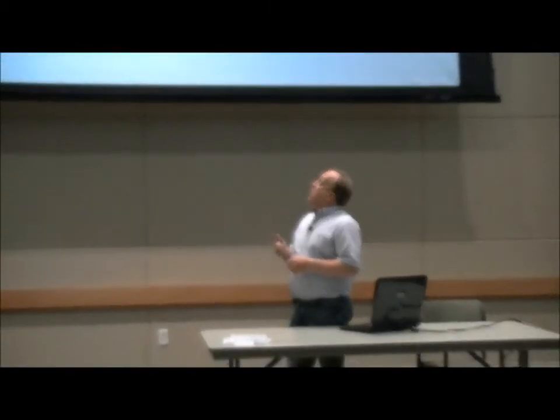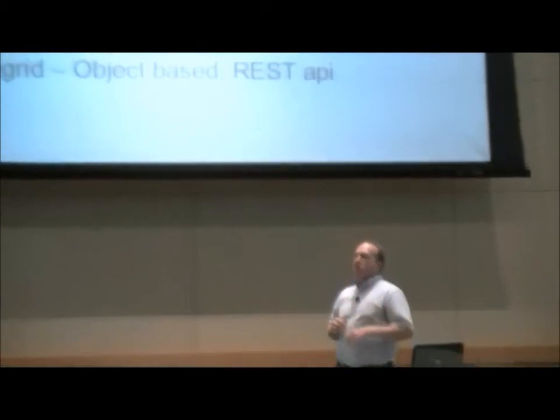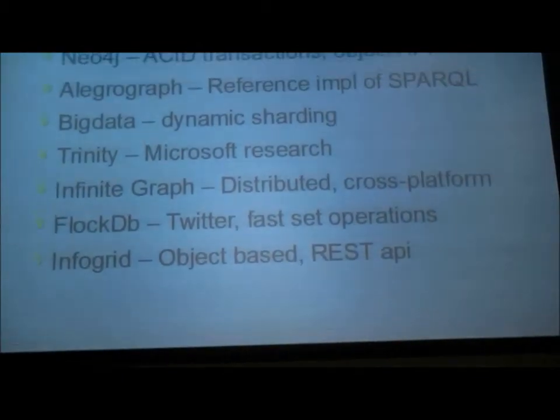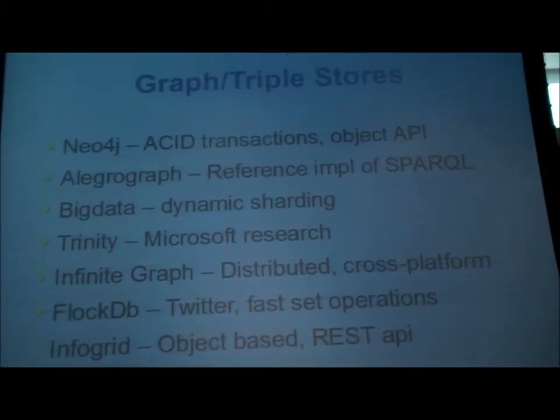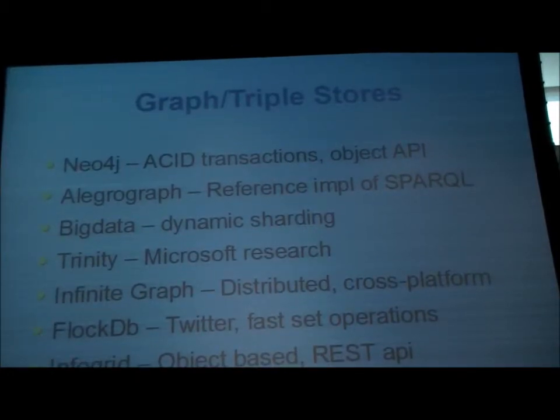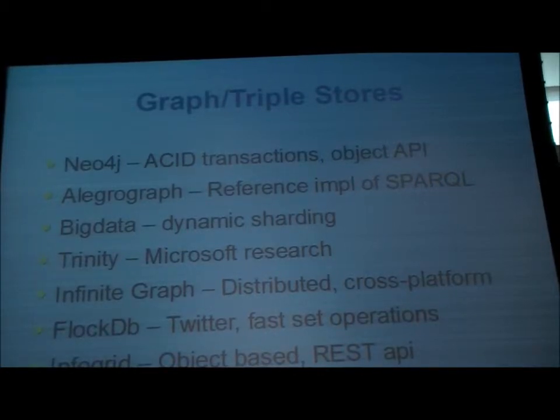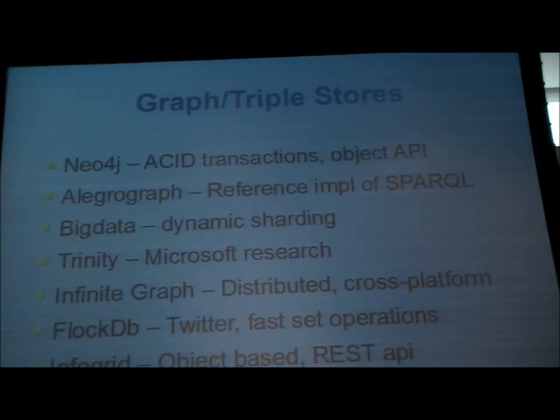So some of the products in this space, we have Neo4j and AllegroGraph, which are two of the more mature products in this space. Neo4j gives you full ACID transactions, and they also have an object-oriented API. AllegroGraph gives you a reference implementation of SPARQL. Neo4j supports SPARQL as well. It's one of these SQL-style languages that are available, but it's geared for this particular space. So it's going to feel a little bit similar, but it's going to be different in one way.